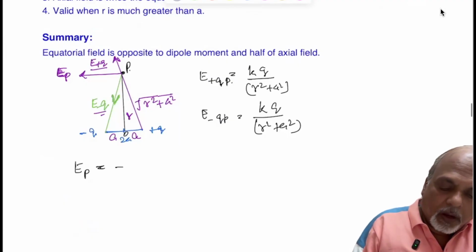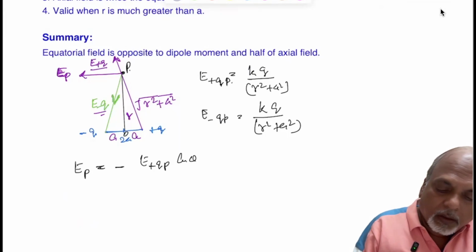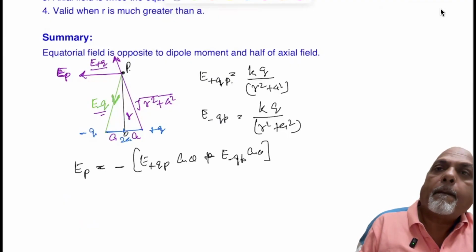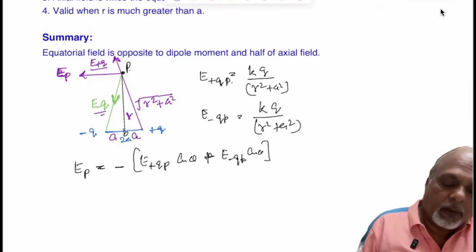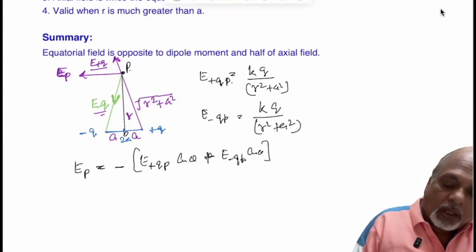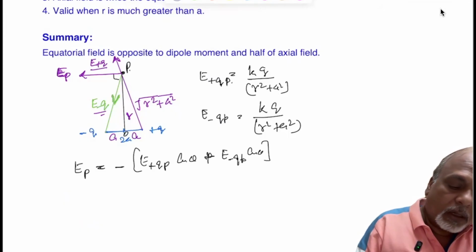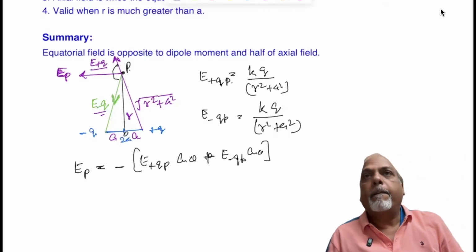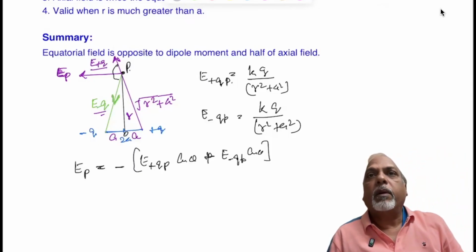minus E plus Q P cos theta plus E minus Q P cos theta. Correct. What is cos theta? Cos theta is nothing but this is the angle. Correct.